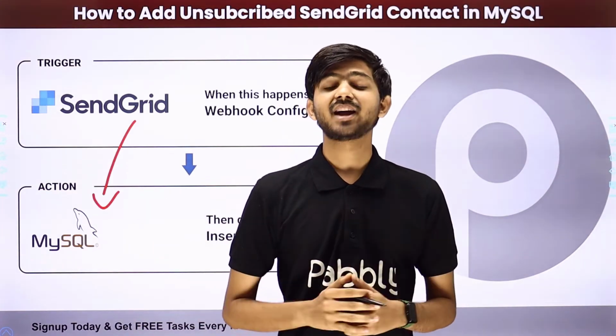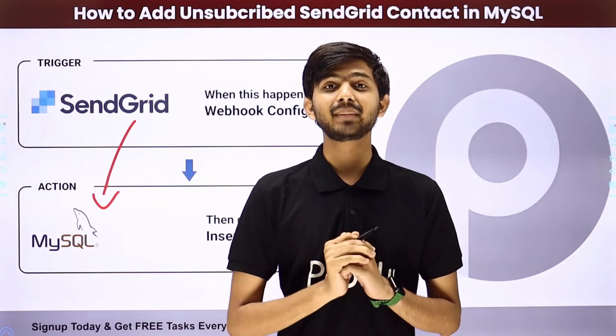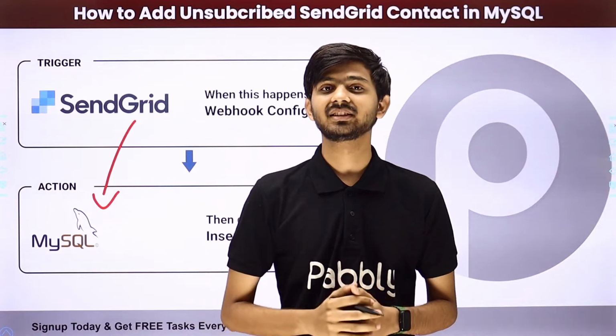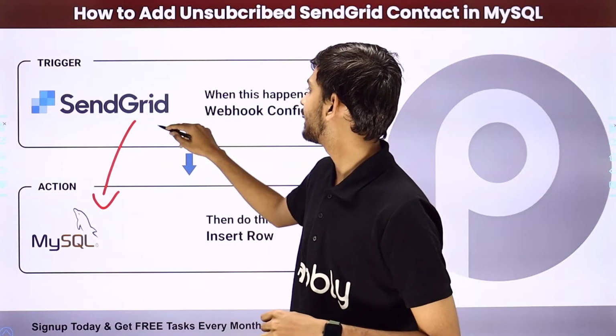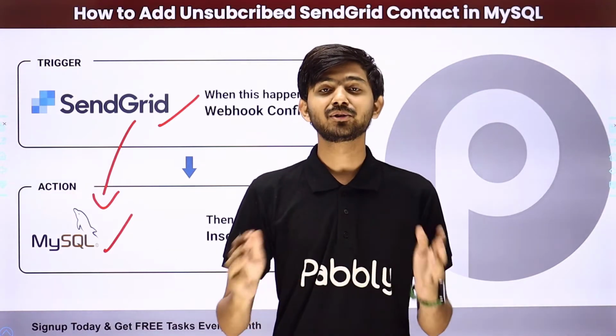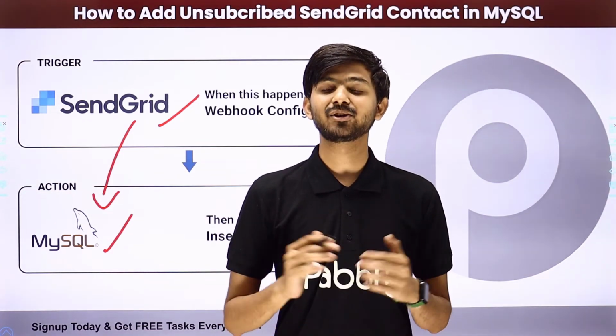For creating this connection, I'm going to use Pabbly Connect, which is an amazing software for automation. So here we are going to use trigger and action. In trigger application, I'm going to use SendGrid. In action application, I'm going to use MySQL. So how I'm going to create this integration? For that, let me take you to my computer screen.